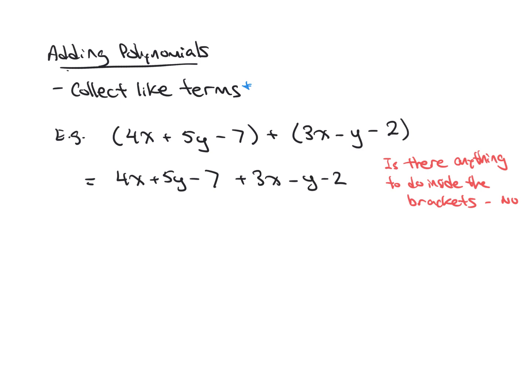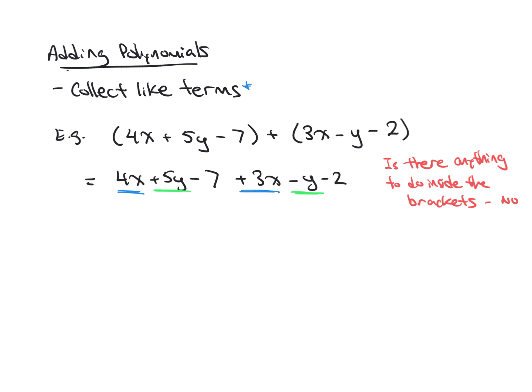So I see 4x is the first term. I look for any other terms that have the variable part of x, and I see that there is a positive 3x there. And that's it. Okay, so those are like terms. I'm going to look for more like terms. The second term is positive 5y, and I look for any other terms that have a y as a variable, and I see negative y. So those are considered like terms.